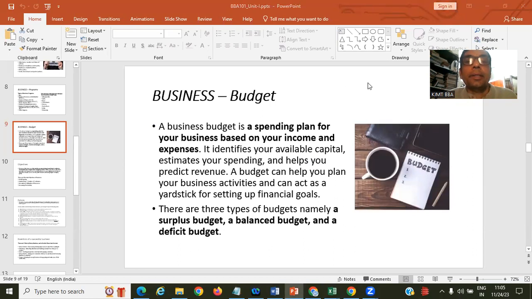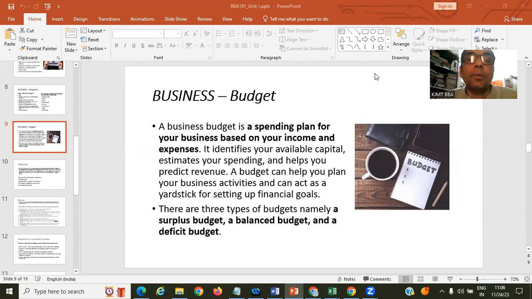Okay, yesterday we discussed the budget. Are you able to see the slide? You understand the meaning of budget. This is the plan for our income and expenditure.